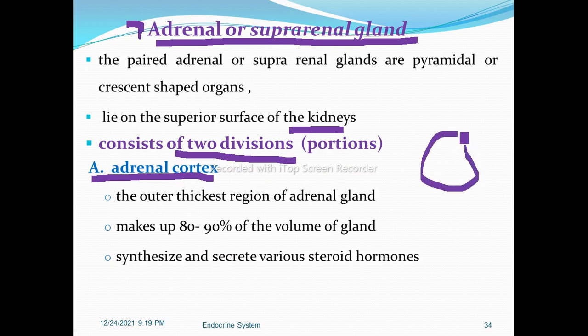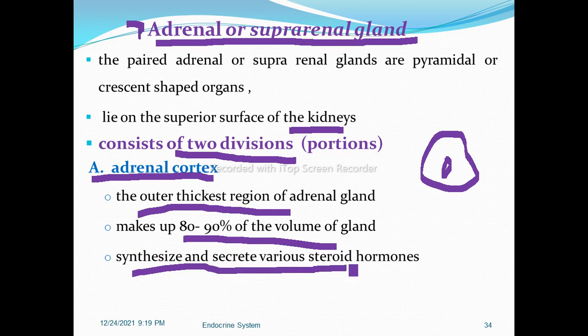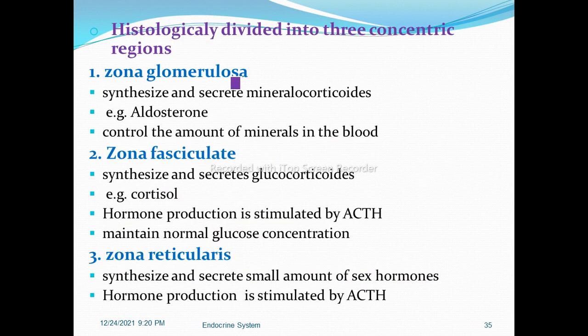So this is, for instance, the adrenal gland. The inner portion, this one, is the adrenal medulla, but the outer one, this, is the adrenal cortex. The adrenal cortex is the outer thickest region of the adrenal gland. Thickest means large diameter. It makes up 80 to 90% of the volume of the gland. It synthesizes and secretes various steroid hormones.